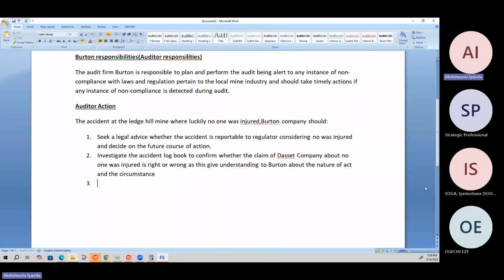Madam, you're trying to say something. Yes, I was saying that the auditor is to check the implication on the financial statements, since 1/3 of the mine is inaccessible. Evaluate the implication of the incident. Yes, absolutely correct. The implication of the incident on the financial statement.